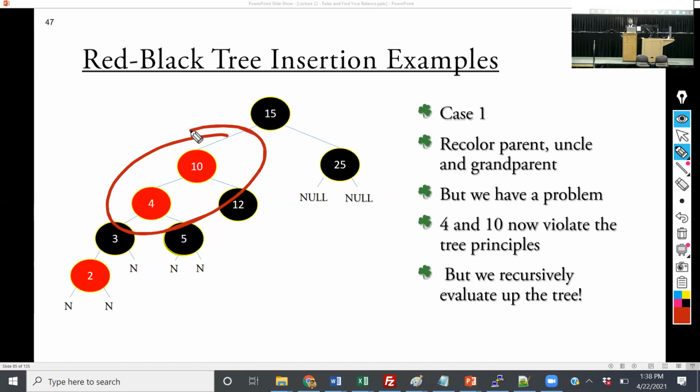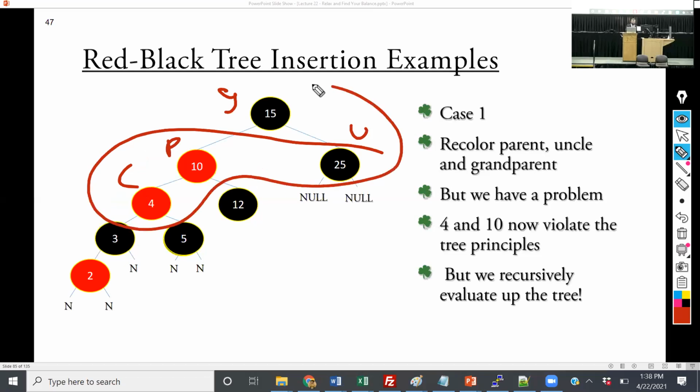So now we're going to evaluate this. And from this, we have grandparent, parent, child, and uncle. Does anybody recognize which case this is? I'll give you a hint. We just went over it. Case 2, yes. We're going to do case 2 here.